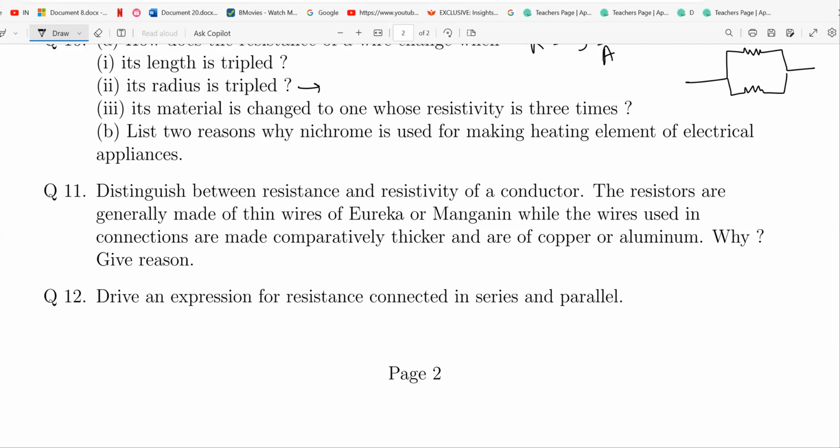Okay. Compare series and parallel combinations and write the expressions. So up to here we have studied in our classes. So let's move on and finish this chapter today.